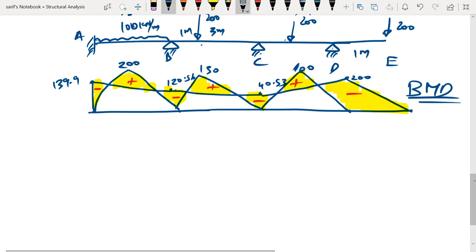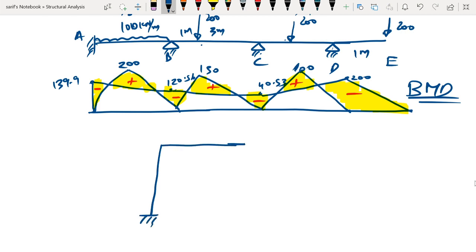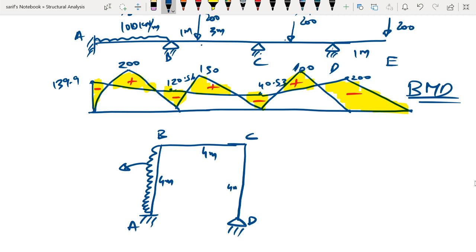Now the next question we have to consider, let us consider a portal frame. So this is A, this is B, this is C, and this is D, and the loading on the portal frame is, let us say, all are 4 meter in height. This is also 4 meter, this is also 4 meter.